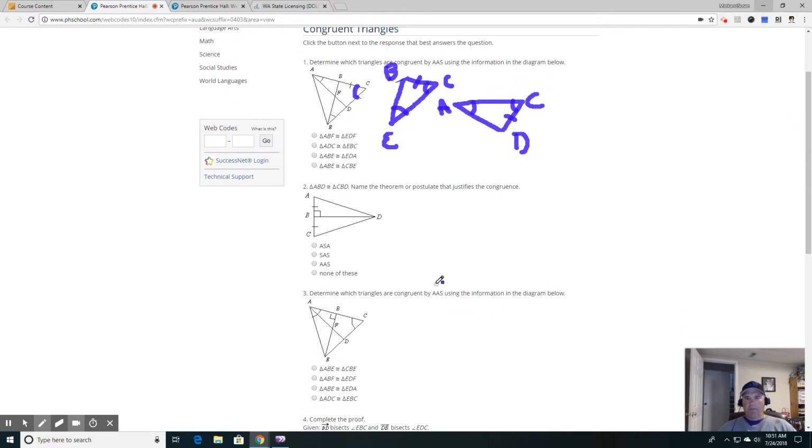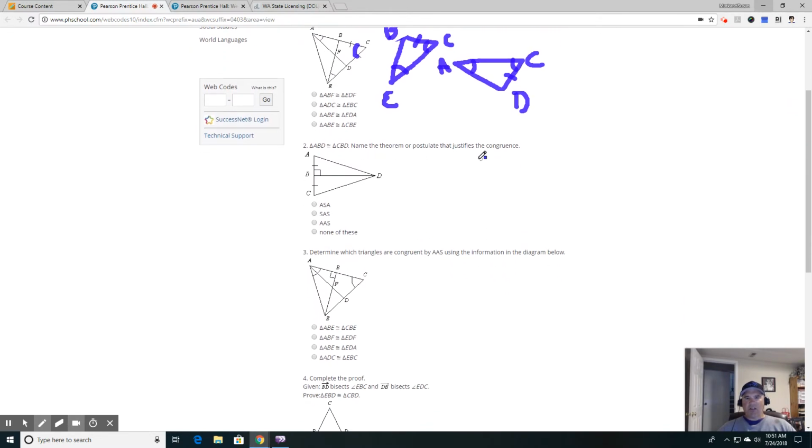So now, which theorem or postulate justifies this congruence? So when you're proving triangles are congruent, it's going to be angle side angle, side angle side, side side side, angle side, or the hypotenuse leg theorem. So in this case, we have two separate triangles. We have ABD and we have CBD. And what we know is this side, BD, right here, is the same in both triangles. So we have side, angle, side.